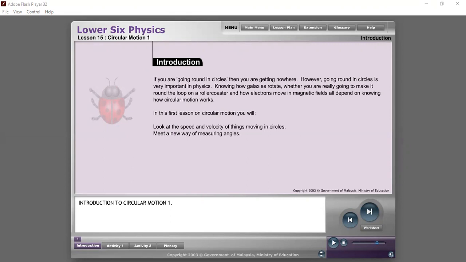In this first lesson on circular motion, you will look at the speed and velocity of things moving in circles, and meet a new way of measuring angles.